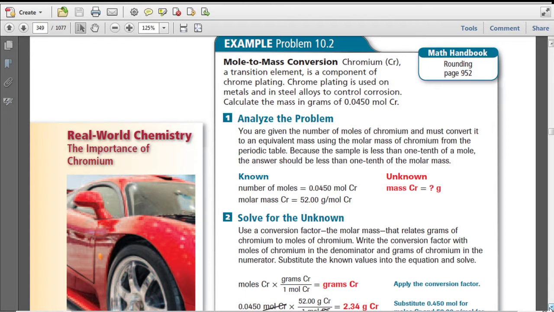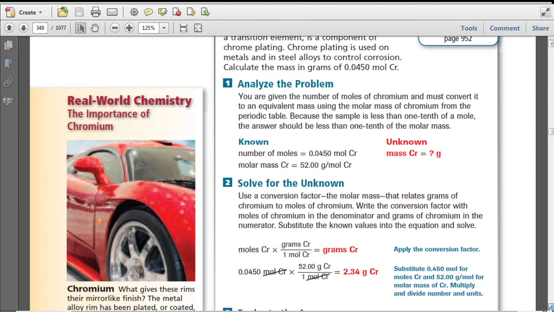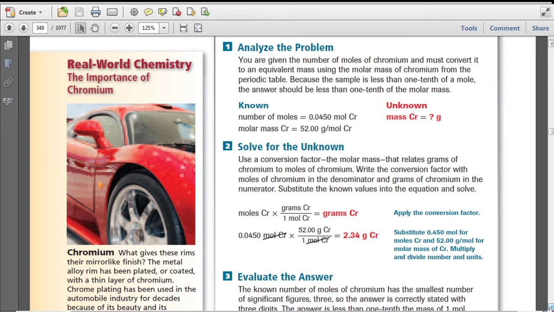Right? That's just a little tip there. So what we do know is the moles of chromium, and we do know the molar mass of chromium from our periodic table, but what we're looking for is the mass of chromium. So let's use a conversion factor, the molar mass, that relates grams of chromium to the moles of chromium. Write the conversion factor with moles of chromium in the denominator and grams of chromium in the numerator. Substitute the known values in the equation and then solve.